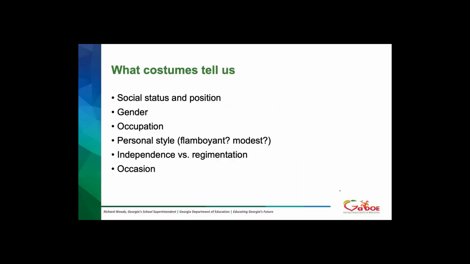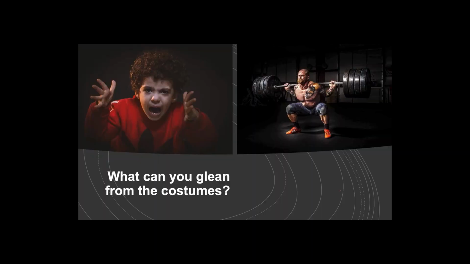Costume design. Costumes tell us social status and position, gender, occupation, personal style, such as flamboyancy or modest, independence versus regimentation, and occasion. In this next section, we'll look at a series of costumes on a variety of different models. What can you tell from the costumes? Remember to consider social status and position, gender, occupation, personal style, independence versus regimentation, occasion. Remember, it's important to document why you know this information based on the costume or makeup specifically.